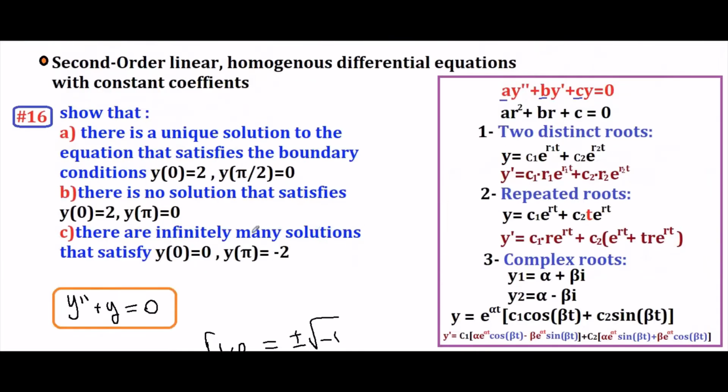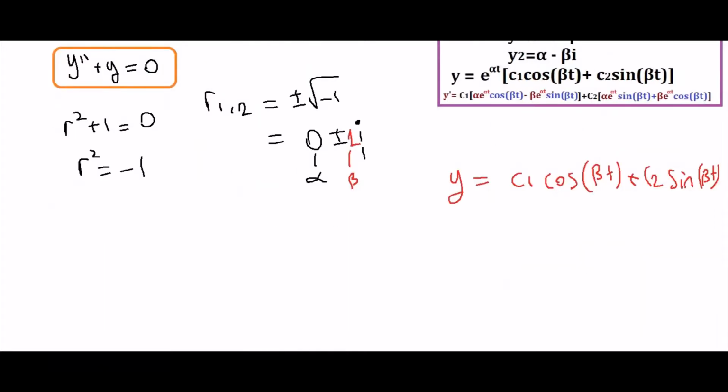Now let's go to the first initial condition of part A. y of 0 equals 2. So 2 is equal to, wherever we see t, we're going to plug in 0. Sine of 0 is 0, and cosine of 0 is 1, so our c1 is equal to 2.